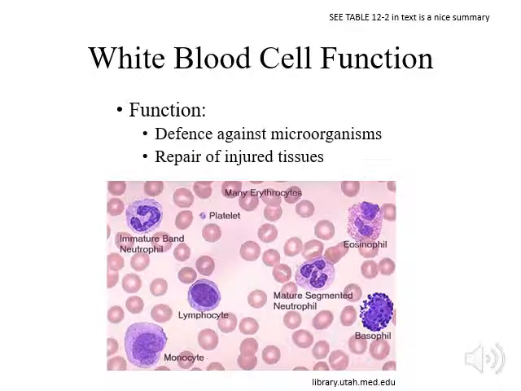Globally, white blood cells function to defend our bodies against microorganisms, and they also play a critical role in helping repair our injured tissues. Now, table 12-2 in your text is a very nice summary table for the various types of white blood cells and their function.